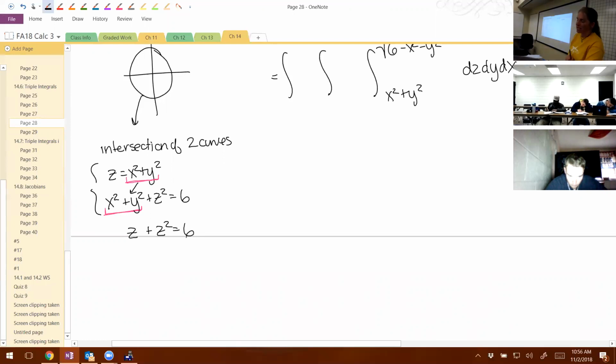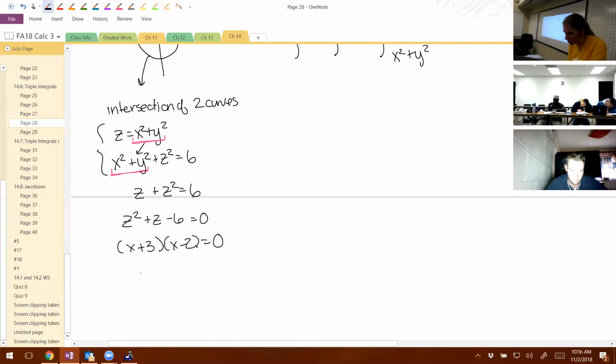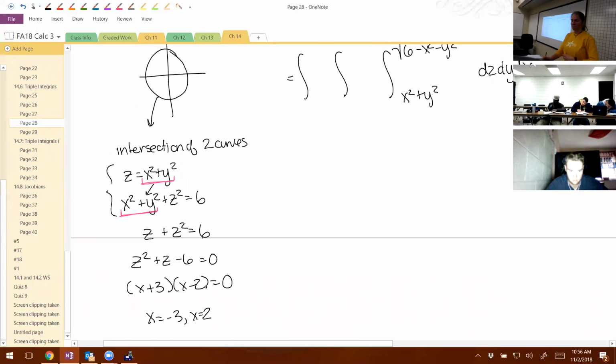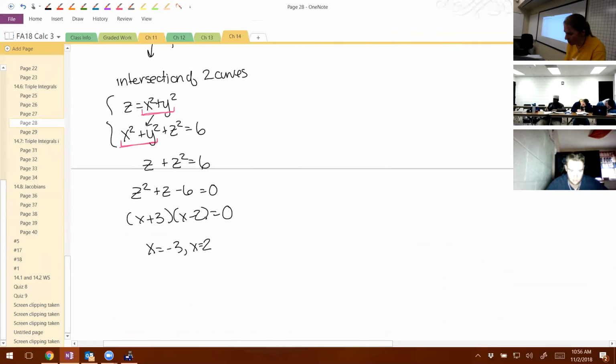And it might not look like it's easy, but that's pretty easy to solve. My favorite way to solve quadratics is to factor. So we'll do that. Hopefully that looks familiar. Which means our two solutions are z equals -3 and z equals +2. Sorry, z equals, yep, that should not be x. That should be z. Thank you.